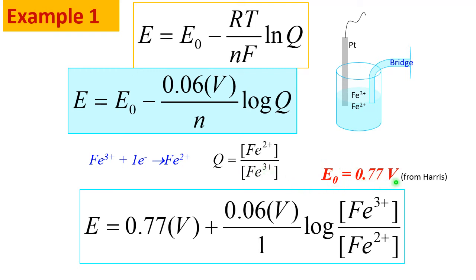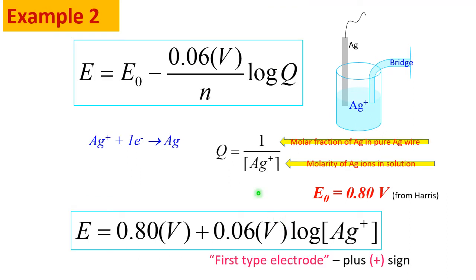E0 we can find from any textbook, and we have such an equation for the Nernst. 0.77 volts plus 0.06 volts log Fe3+ to Fe2+. Instead of having minus, I put Q upside down. Next example.